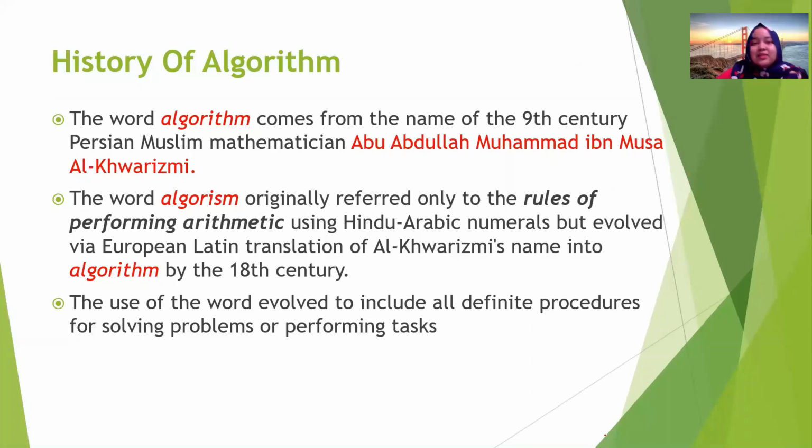So, history of algorithm ni, okay, ni sejarah dia datang daripada Persian Muslim mathematician Abu Abdullah Muhammad Ibn Musa Al-Khwarizmi. So, tahu kan Al-Khwarizmi adalah tokoh gemilang untuk matematik. So, sebab itu bila sebut pasal coding, dia tak akan lari dengan matematik. Okay, nanti awak buat coding full of matematik.